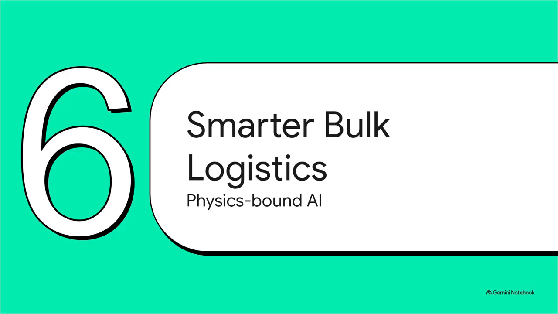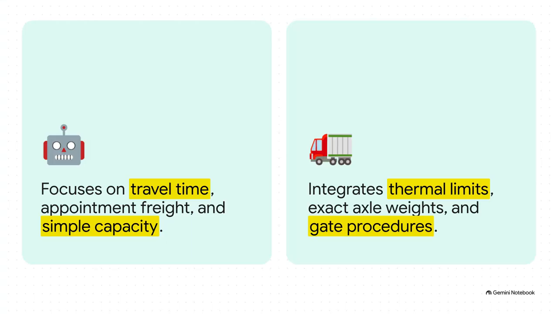Finally, Section 6, Smarter Liquid Bulk Logistics. So how do we actually bridge this huge gap between smart software and the heavy, unforgiving laws of physics? It's simple. We need custom, specialized routing solutions. Generic AI only cares about travel time and basic capacity. But a true liquid bulk routing platform must be AI first, but strictly physics-bound. It has to integrate thermal limits, precise axle weights, hazmat tunnel restrictions, and complex gate procedures in real time. It needs to know exactly what fittings are waiting at the plant gate before the truck even turns the ignition key.